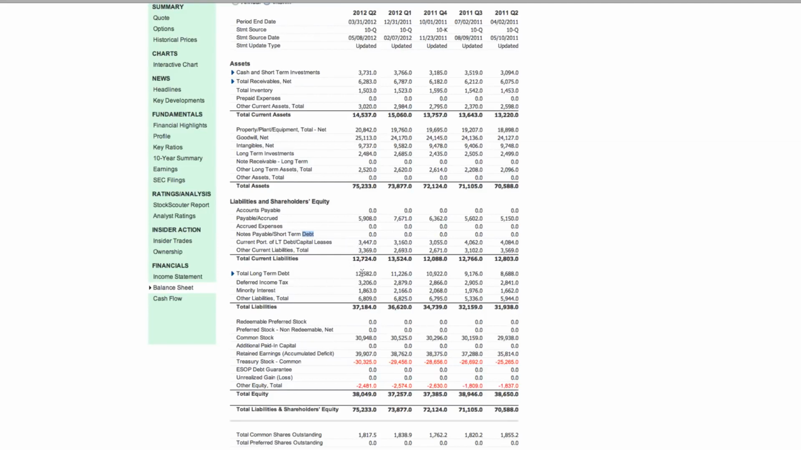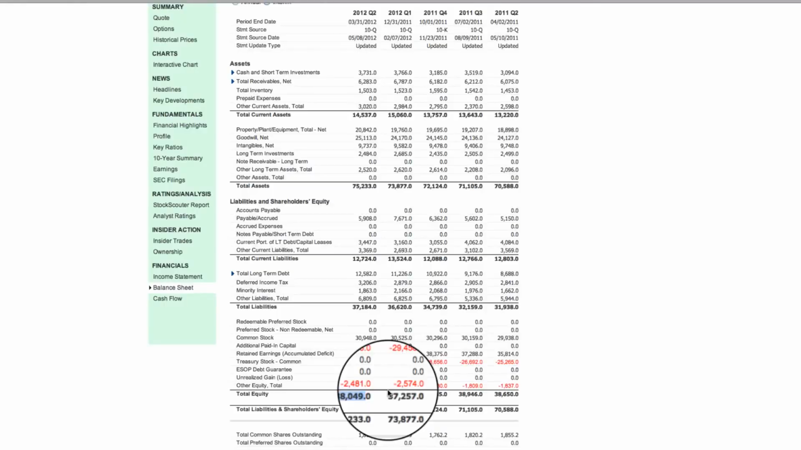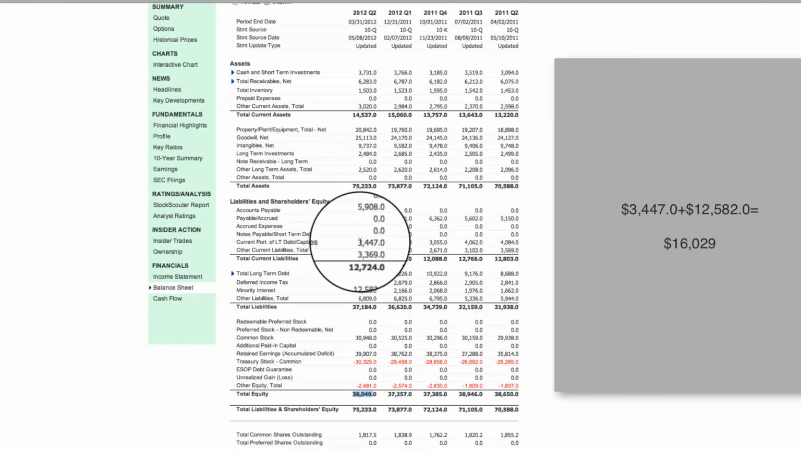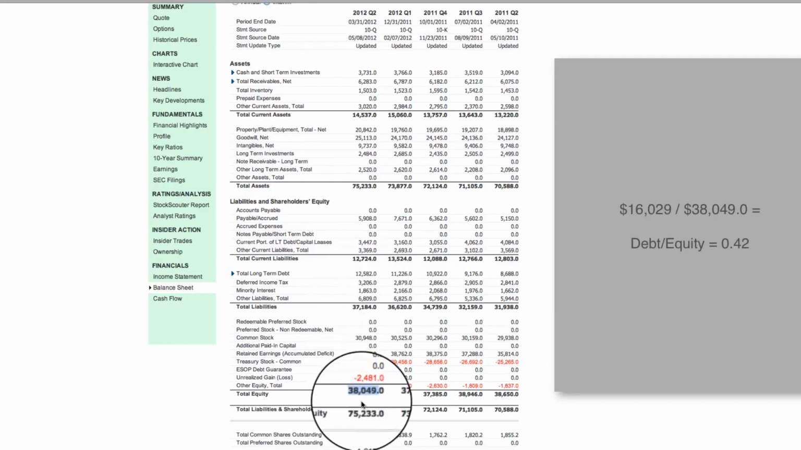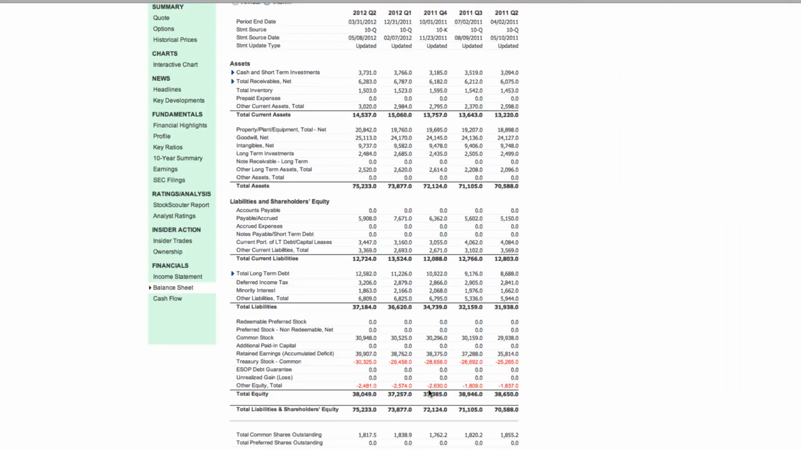You add those 2 numbers up, and then you divide that number by the total equity. If we do that real shorthand, just by looking at it real fast, you have 3.4, which we can round up to 3.5, plus the 12.5, and that's going to give you 16 flat. You take 16 divided by 38, and that gives you the 0.4 and some change that we saw with the debt to equity ratio. So that's what they're doing, and that's how they're calculating it.